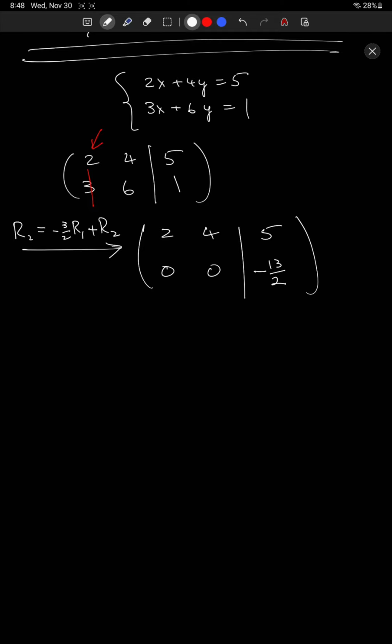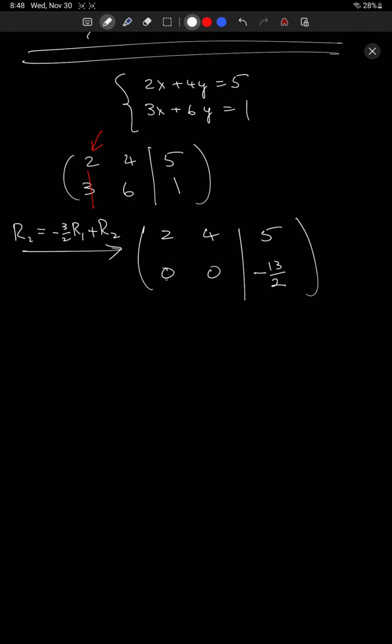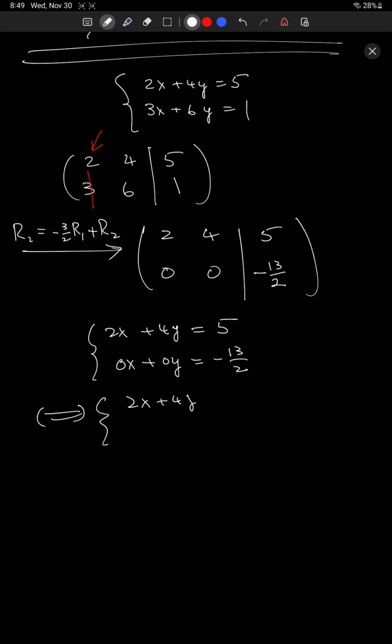So normally what we would do now is to convert this back into a system of equations and then solve it. So let's do that. This bottom equation is 0x plus 0y equals minus 13 over 2. The first one is 2x plus 4y equals 5. Now let's take a look at this. 0x plus 0y, that's just 0. So this system is actually the same as 2x plus 4y equals 5, and the bottom one is actually 0 equals minus 13 over 2.